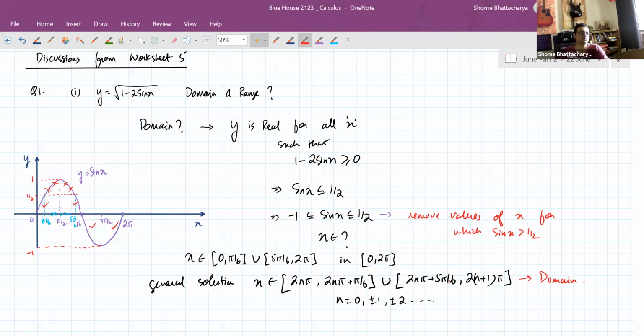So the concept of this question is simple, but the application was a little bit lengthy and tricky. So I'm working out the solution for you. Now we'll discuss the range also.